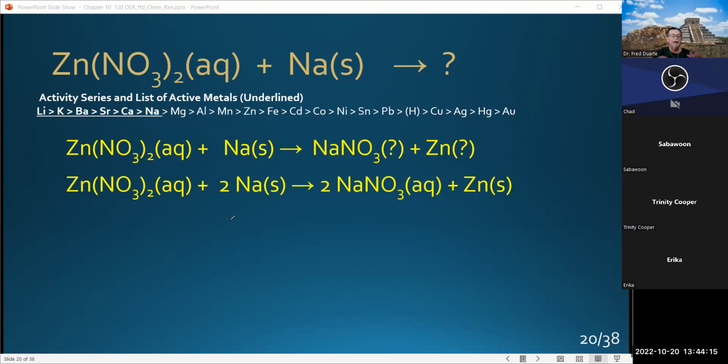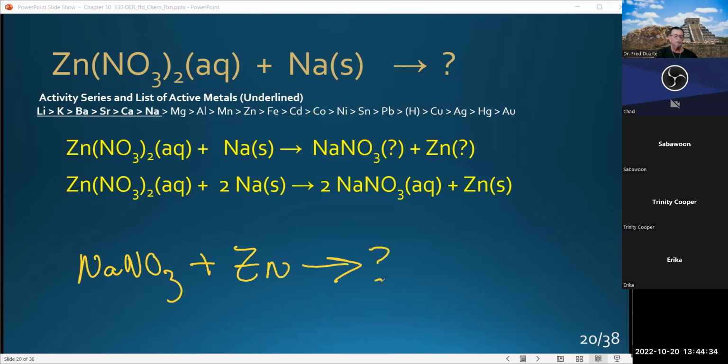Now, what if it was the opposite direction? Let me demonstrate that. Let's say we reversed it, meaning that we started off with sodium nitrate and we stuck it in with zinc metal. The question is, will that reaction occur? If we go through the same process, again, we have that sodium is the most stable.